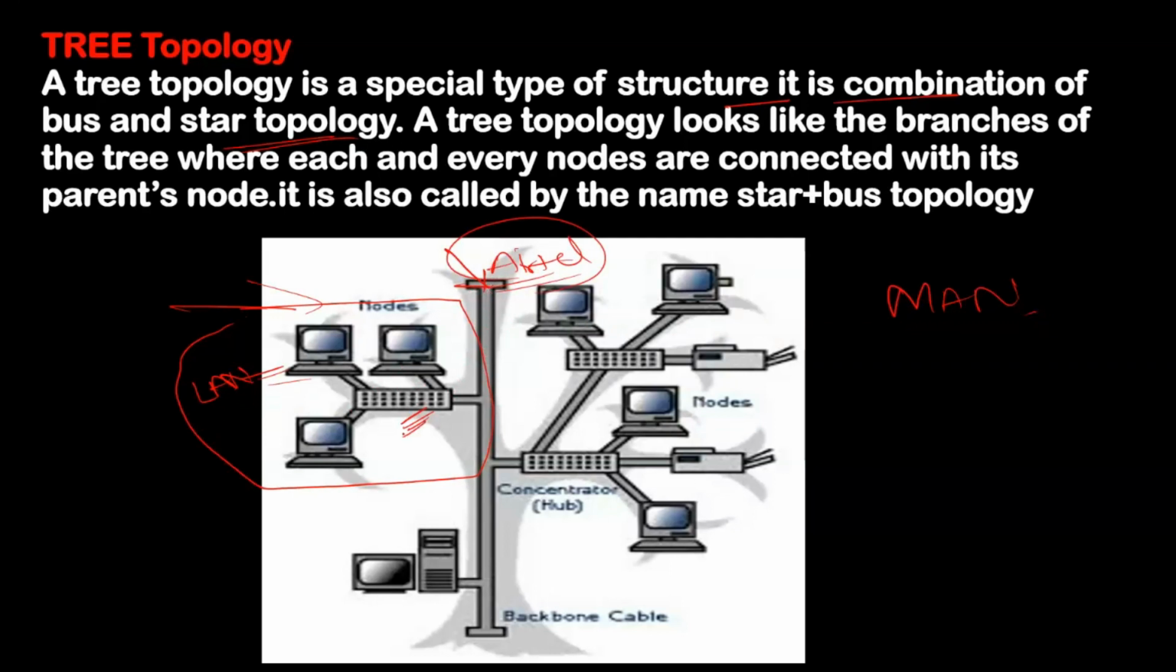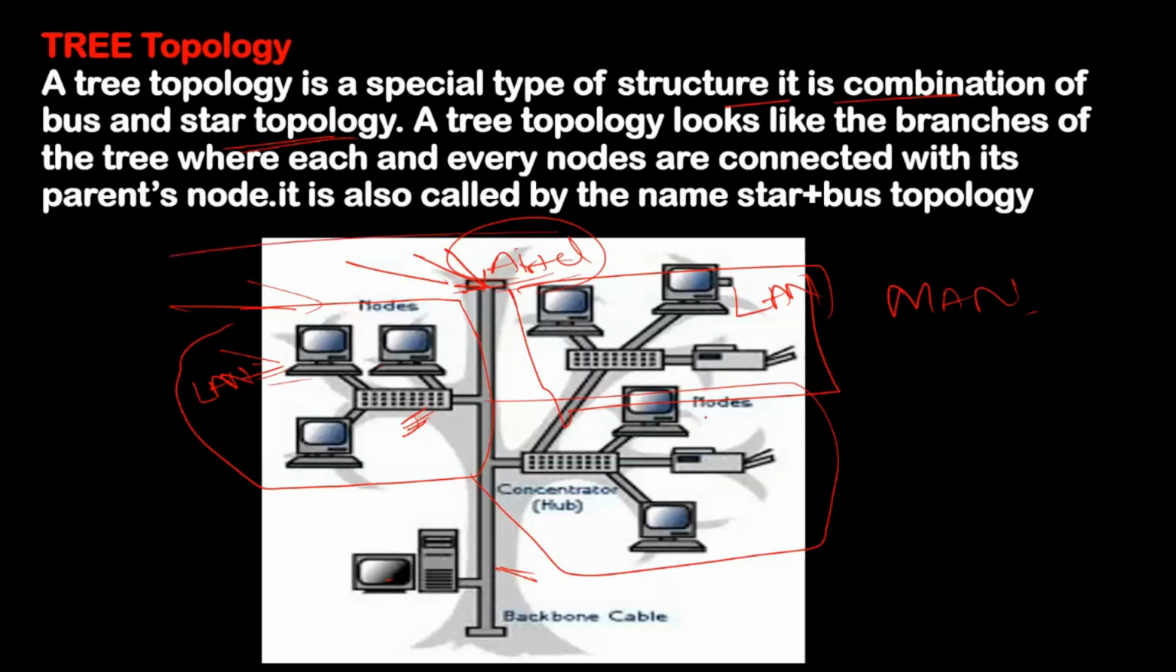When you took the ISP connection in this LAN, it is connected with the bus, because this ISP connection is bus topology and your LAN connection is star topology. And this is also the star topology. This is the next company LAN. This is also the star, right? And this is directly connected with this cable. So this is part of this bus topology. So if we consider the whole topology, this is the tree topology, because in this topology we have star topology plus bus topology. So bus plus star means tree topology. Tree topology looks like the branches of a tree where each and every node is connected with its parent node. So we can say it's a tree topology, and it's also called star bus topology.